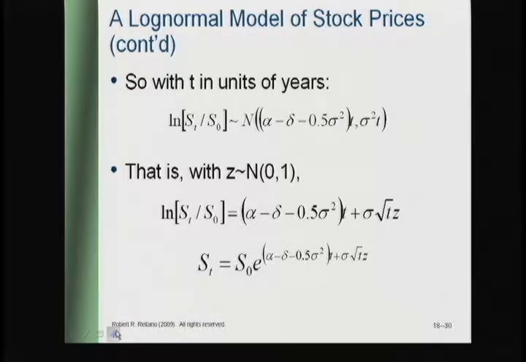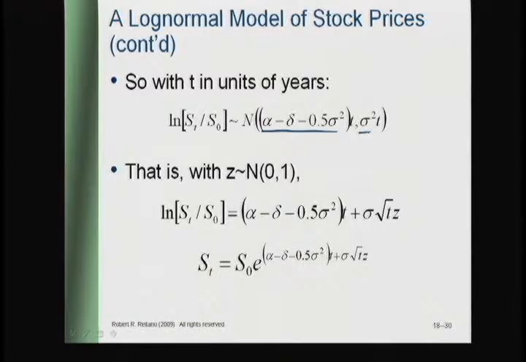So as we saw earlier, if little t is in units of years, time measured in years, then the log of the ratio, which of course is nothing more than the return, right? The log of the ratio of S_t and S_0 is the continuous return from time 0 to time t. And here we're going to assume it has a mean and a variance proportional to time, and the coefficients are the ones we saw in the earlier slide.